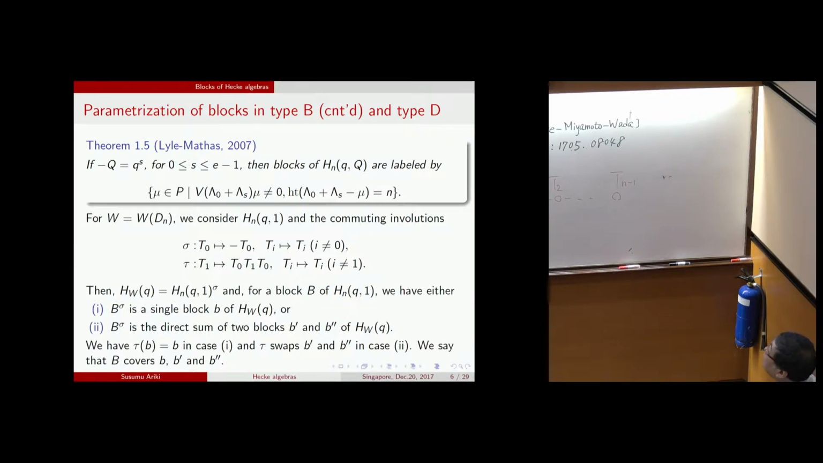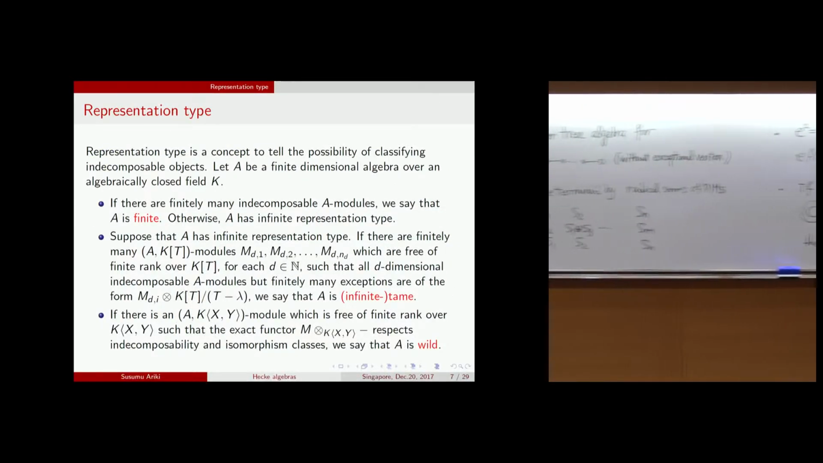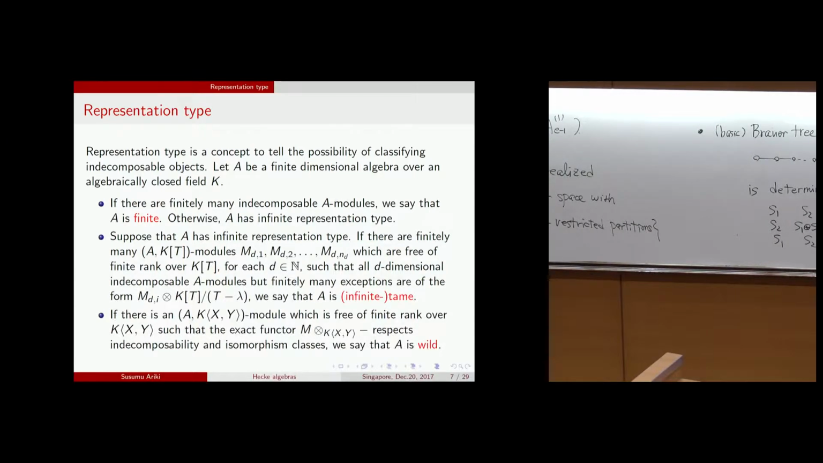So we have explained the parameterization of blocks, and now I'm going to explain representation type, which probably the audience also knows well. But representation type is a concept to tell the possibility of classifying indecomposable objects. You know it already appeared probably in Chan's talk. So if there are only finitely many indecomposable A-modules up to isomorphism, then we say that A is of finite type, and otherwise A has infinite representation type, and there is a precise definition for tame representation type here.